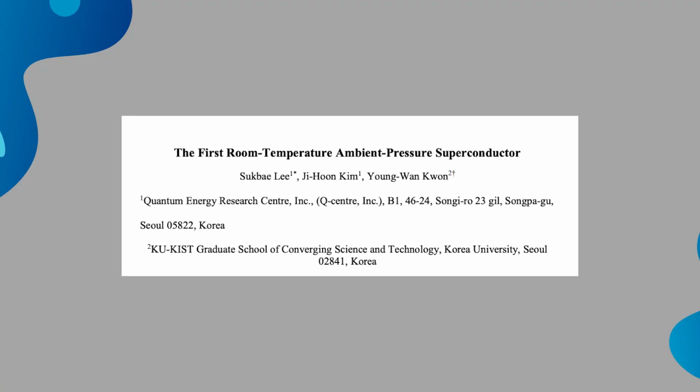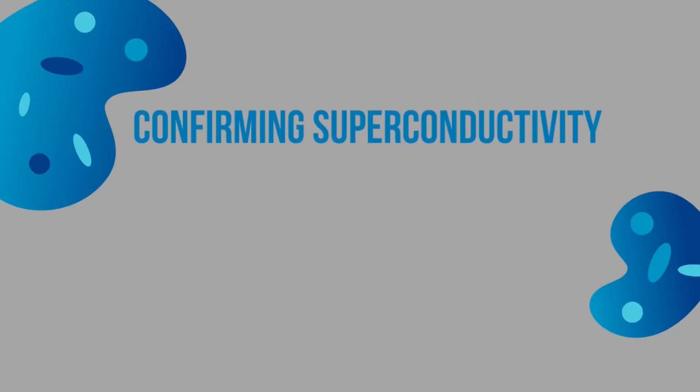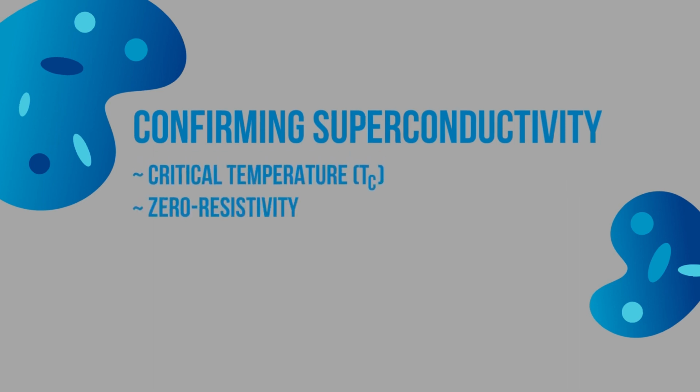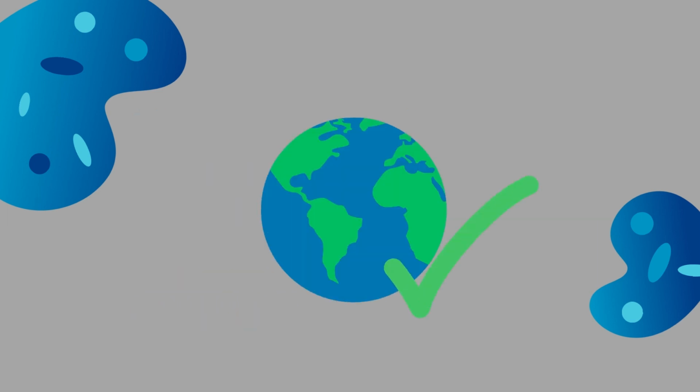The initial paper that started this X-storm was published by researchers from the University of Korea titled "The First Room Temperature Ambient Pressure Superconductor." Here they state that they confirm LK-99 superconductivity through its critical temperature, zero resistivity, critical current, critical magnetic field, and the Meissner effect, where each parameter satisfied the global standards for superconductivity.